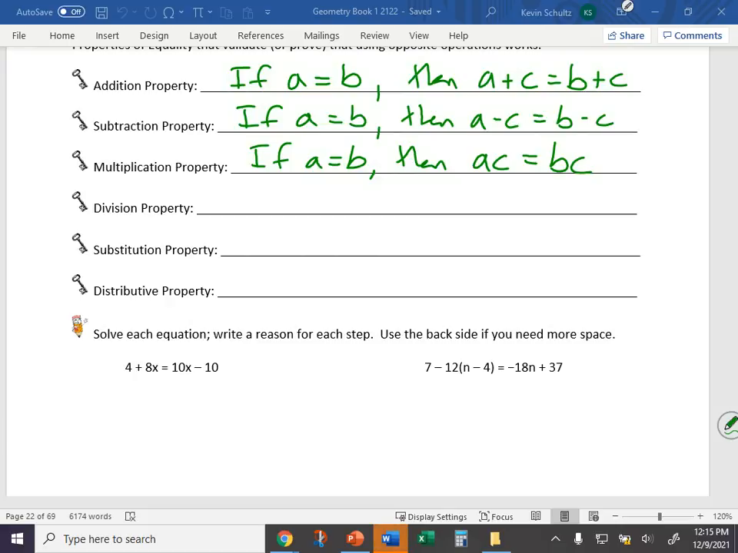This one's got a little bit extra caveat here. Okay? If A equals B and C is unequal to 0, then A divided by C will equal B divided by C. Why do we have to have that little extra piece in there?